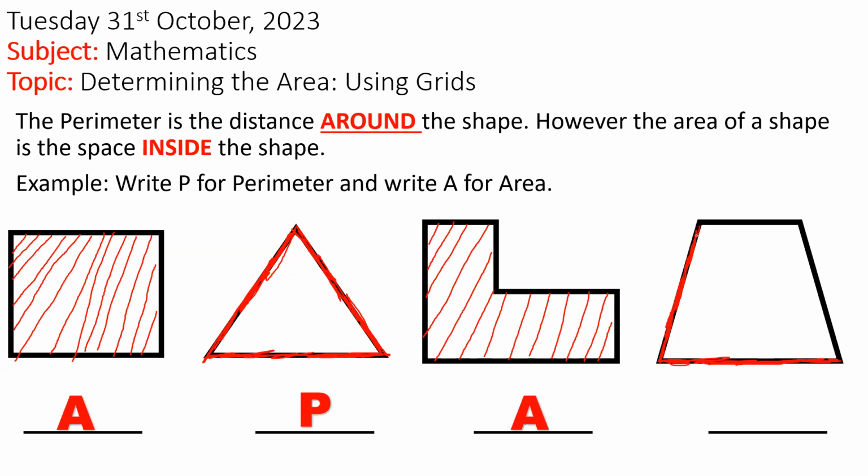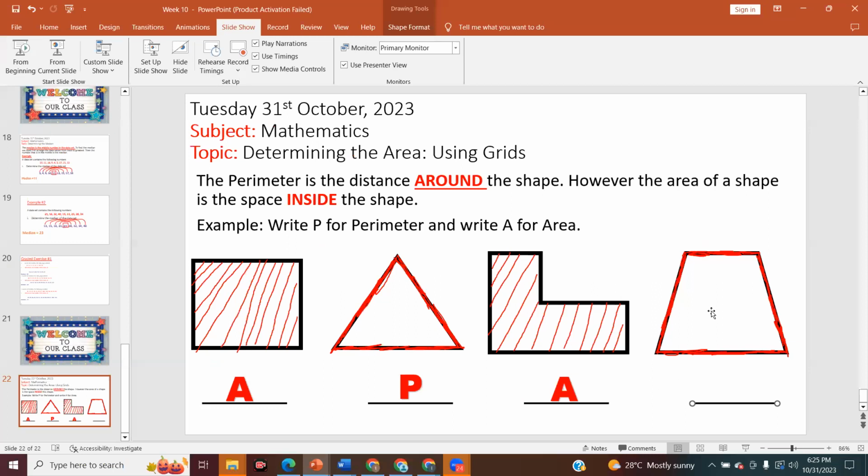The perimeter is the distance around the shape, but the area is the space inside of the shape. So what do you think this one is that I'm outlining right here? Is it the area or is it the perimeter? Now inside of your book, if you have a coloring pencil, or a different color pen, you can outline it to show the difference. All right, so what do you all think it is? Is this area or is this perimeter that's being outlined?